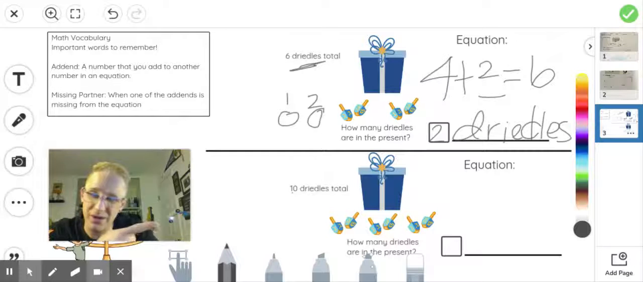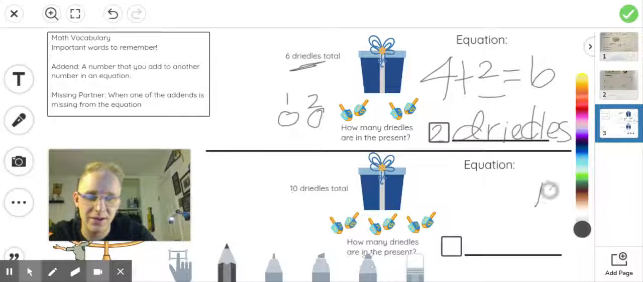So I'm going to go to my equation and I'm going to write 10. I'm going to write that number down so I know that it's there and I remember it. And I know that that's how many we're going to total. So I know that it's going to equal 10. Okay, total means that it's going to equal 10.